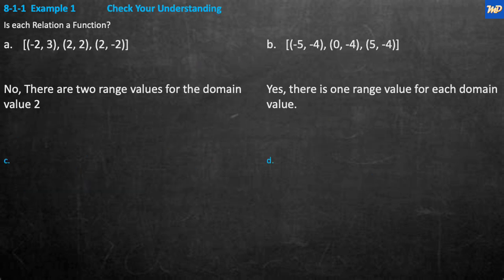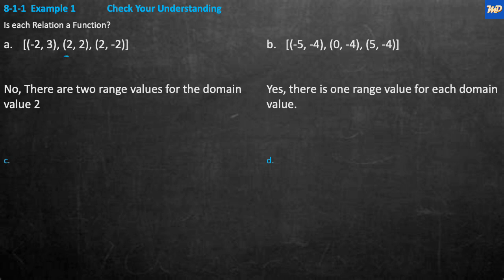Okay, so now in Check Your Understanding, we're going to do this on our own without the help of the little tables and arrows and stuff. So is each relation a function? Let's take a look at A. So -2 and 3. Let's put it this way. You have a -2, a 2, and a 2. And the -2 goes to a 3. There's nothing else because there's only one -2. We have two domain values.